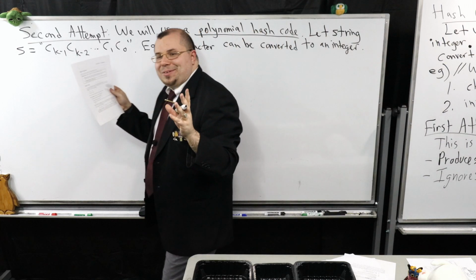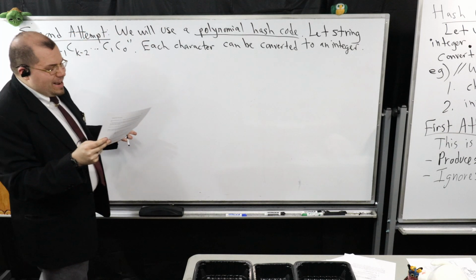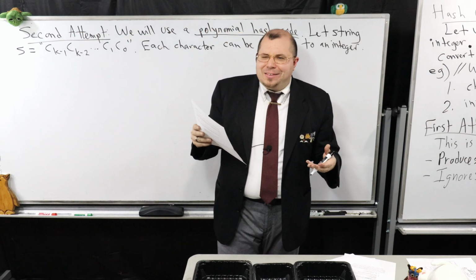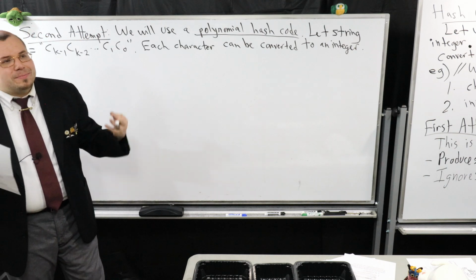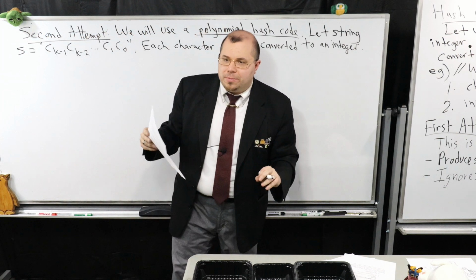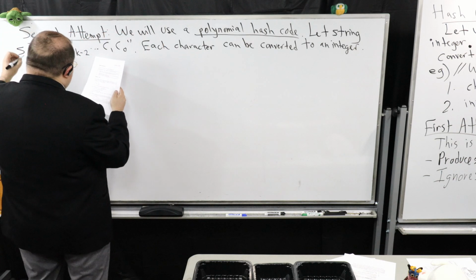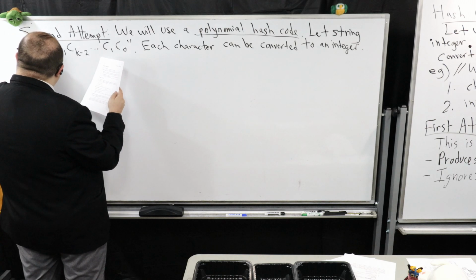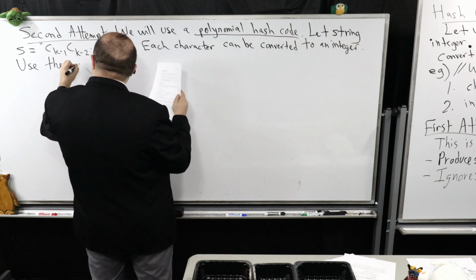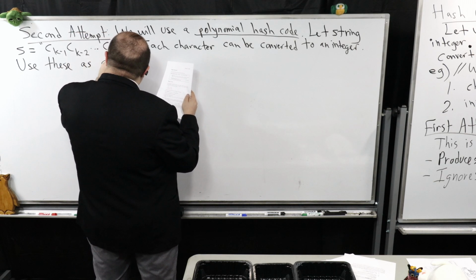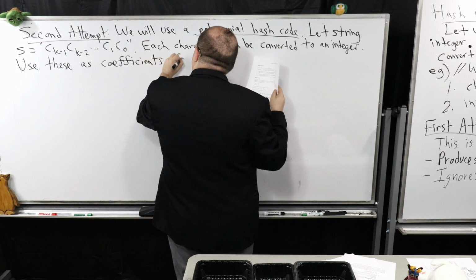Now, this is where things are going to get a little bit fun. Because at first, you might look at this and say this seems rather strange. But I'm hoping I'll be able to convince you that this type of hash code will address both the problems that we had, at least the ones I drew over there. So I'm going to use the characters as coefficients of a polynomial.